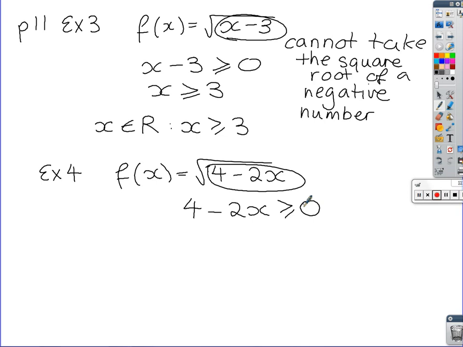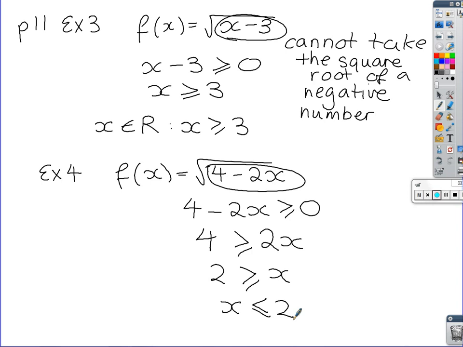Now we have an equation to solve. Add on 2x, then divide by 2. So this says that x is less than or equal to 2. We can change them round like this. X is less than or equal to 2.